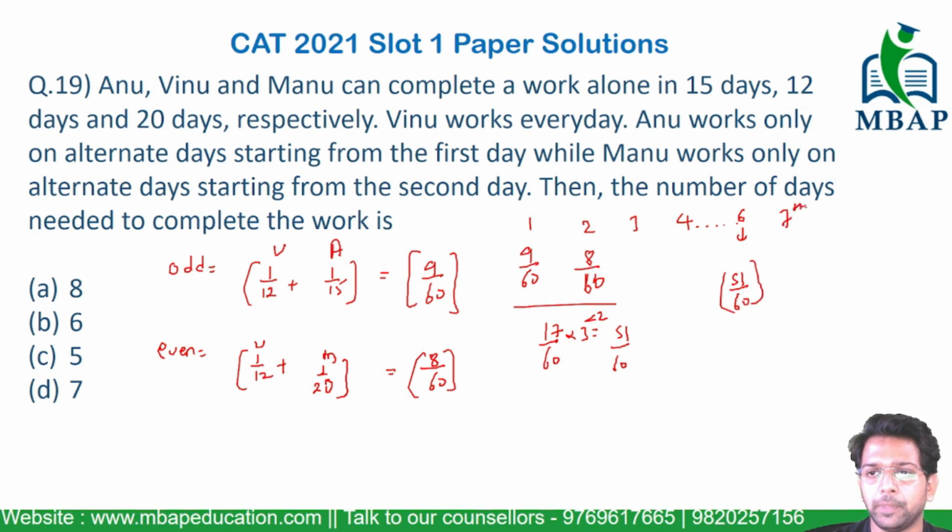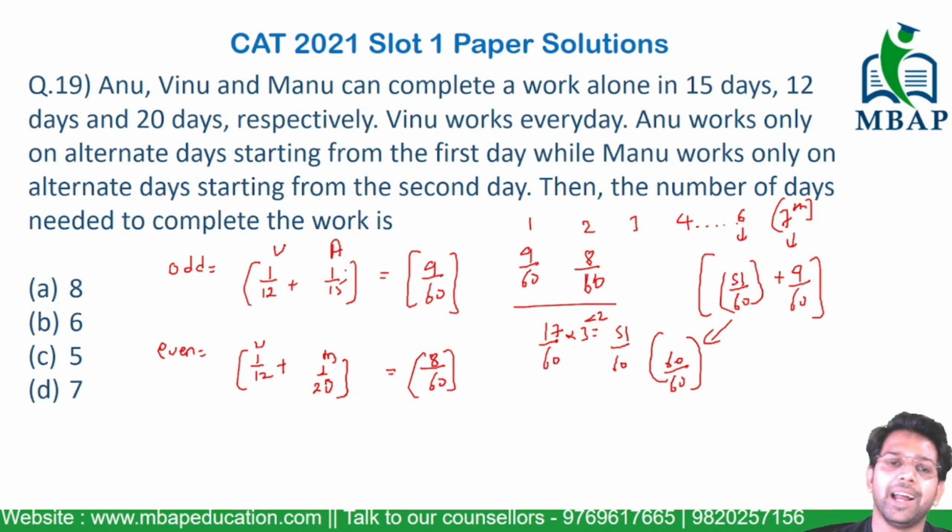And the work will be done when the total 100% of the work is done. On the 7th day, who's working? Like day 1, a combination of Vinu and Anu is working, contributing a total of 9 upon 60 of the work more. So 51 upon 60 plus 9 upon 60, adding up to 60 upon 60, which is 100% of the work, will be done at the end of the 7th day. Easy question. The answer for this question will be the 7th day.